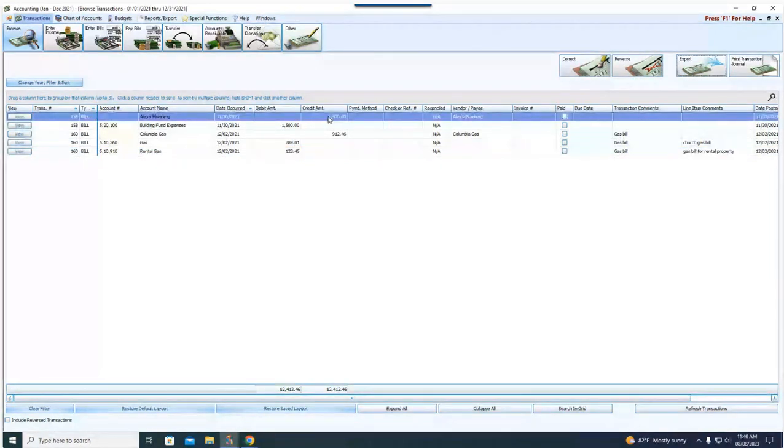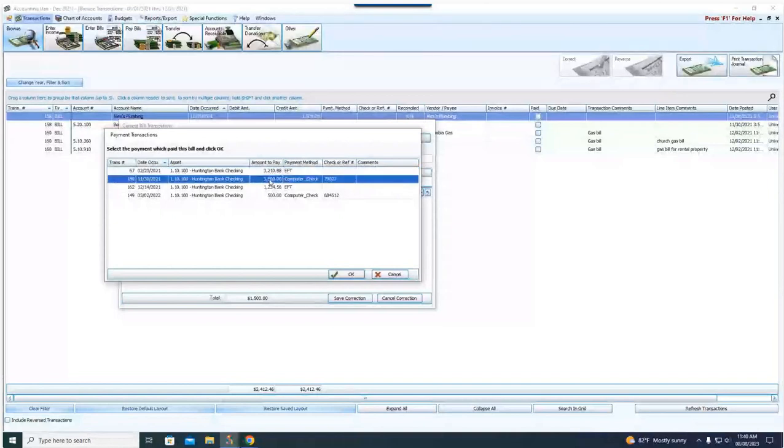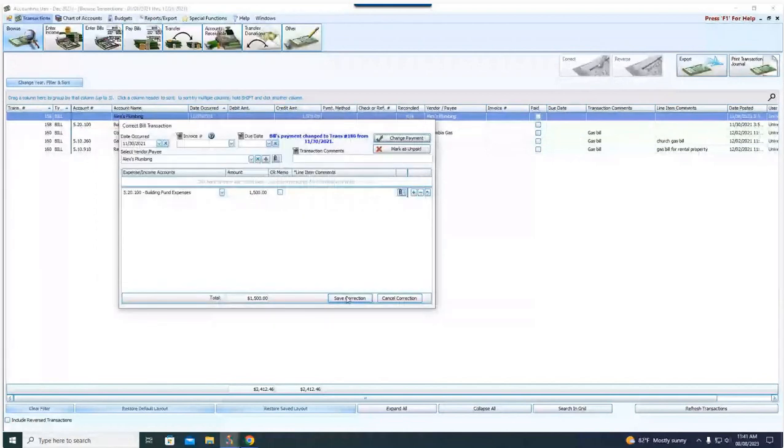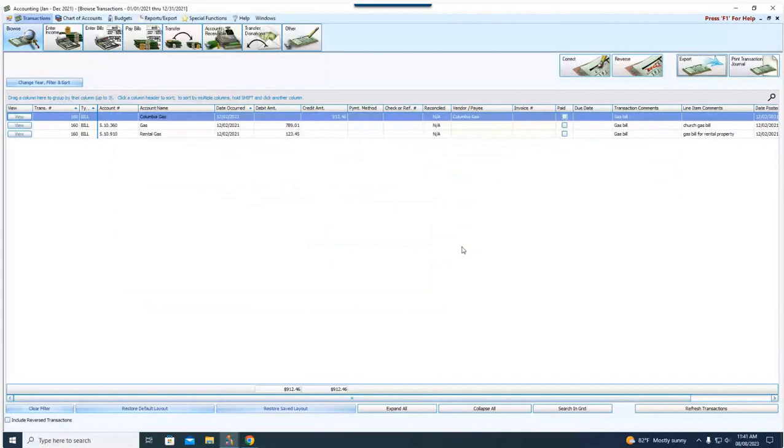Okay, so I'm going to do the same thing with Alex's Plumbing. Click the bill, click Correct, click Mark as Paid. Right here in December of 2021, I've got a November payment of $1,500 for that. Click that payment, click OK, and save corrections. So secret here, folks, if you've got a payment that offsets or supports the bill that you've entered, choose it. But don't overthink it. I could technically pick any payment in that list and it would still allow me to clear that, okay?